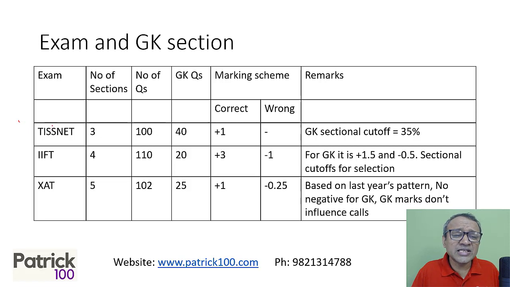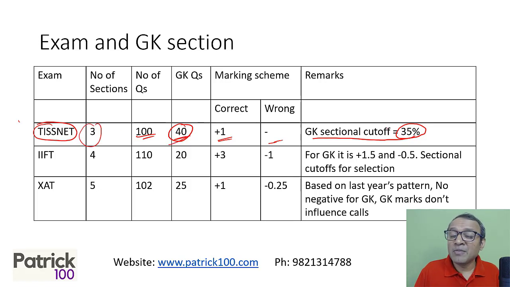TISSNET is one of the top HR colleges and it has the maximum weightage for GK. Out of 100 questions, almost 40 GK questions are there. They also have a GK section cutoff. You need to have 35% in GK to clear this one. Marking system is +1, no negative mark. So total 3 sections, one section is GK, 40 questions. And remember, you need to score 35% of the marks. This is based on last year's pattern.